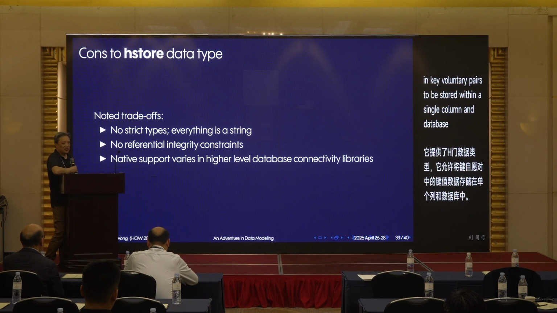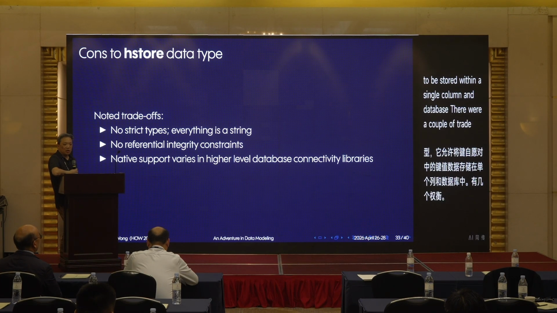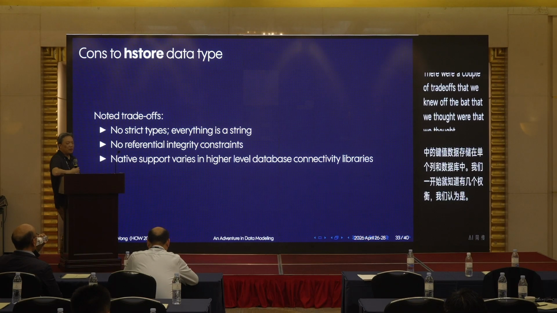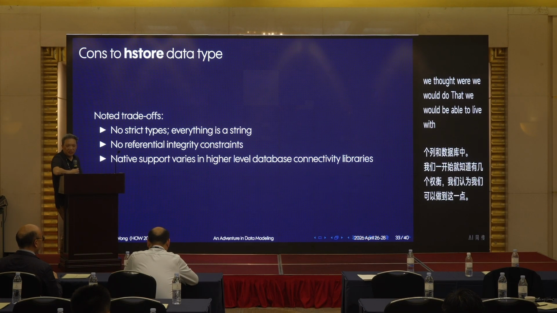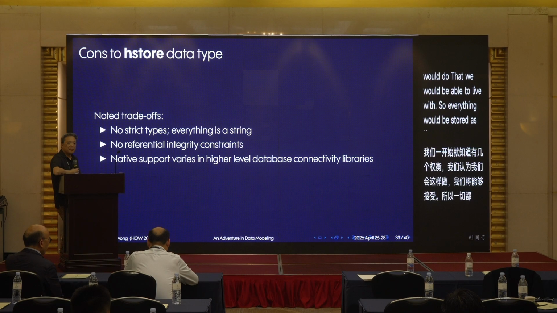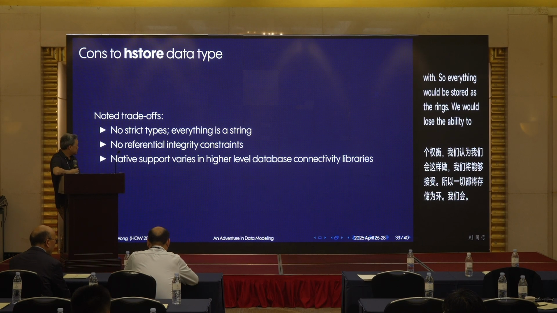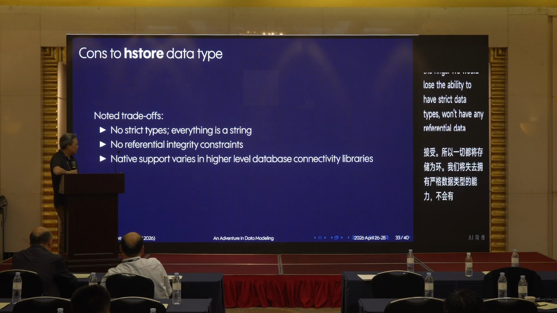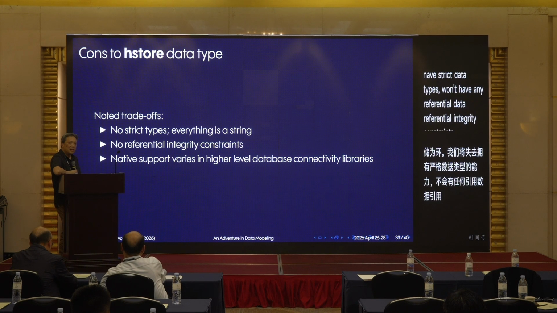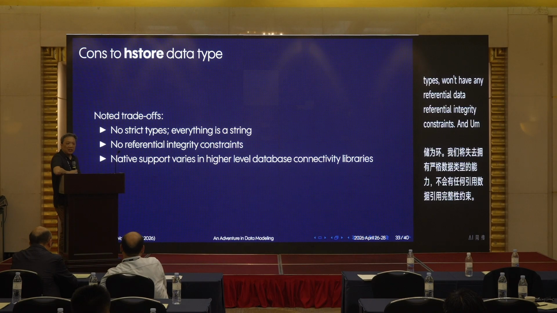There were a couple of trade-offs that we knew off the bat that we thought we would be able to live with. Everything would be stored as strings. We would lose the ability to have strict data types. We wouldn't have any referential integrity constraints. And at the time, not a lot of Python database libraries supported HStore natively.